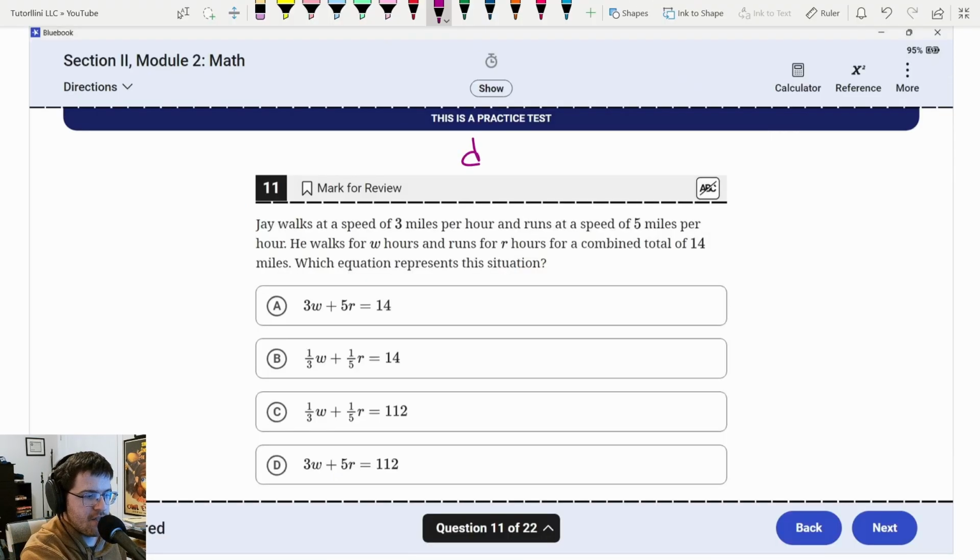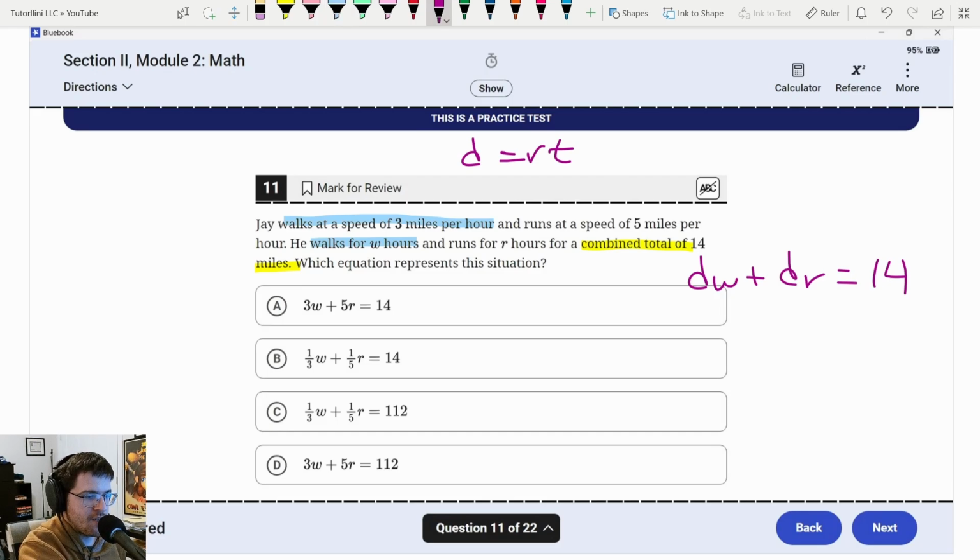Okay, question 11. So this is testing us on distance equals rate times time. So it says combined total of 14 miles. So this person is basically doing a distance walking and then a distance running for a total of 14 miles. So each of these, I can do D equals RT on each of these. So the rate for walking, see speed, 3 miles per hour, that's a rate, is 3. And then the time for walking is W.